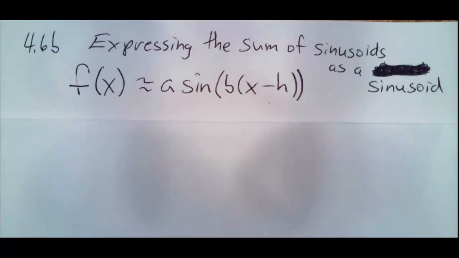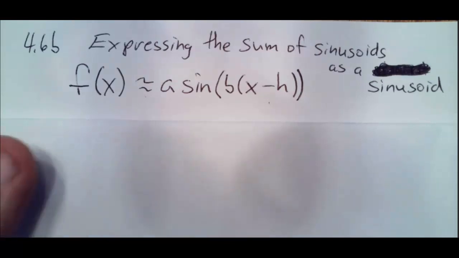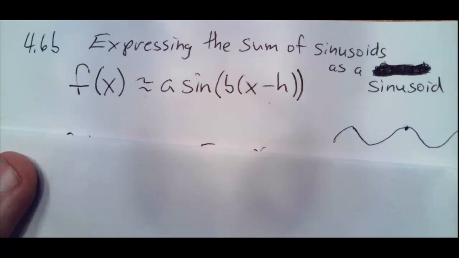So today we're going to look at 4.6b, expressing the sum of sinusoids as a sinusoid. In other words, we are going to take two waves, a sine wave and a cosine wave, and we're going to put them together and it's going to form another wave.